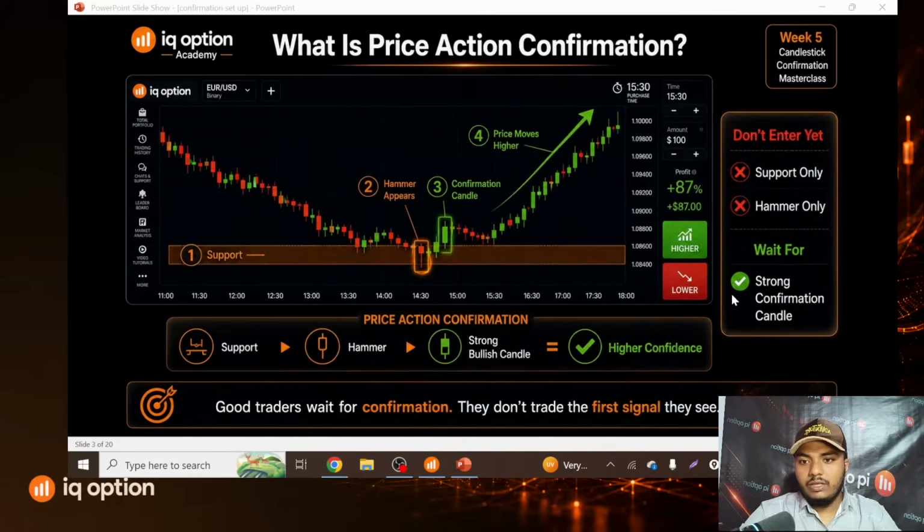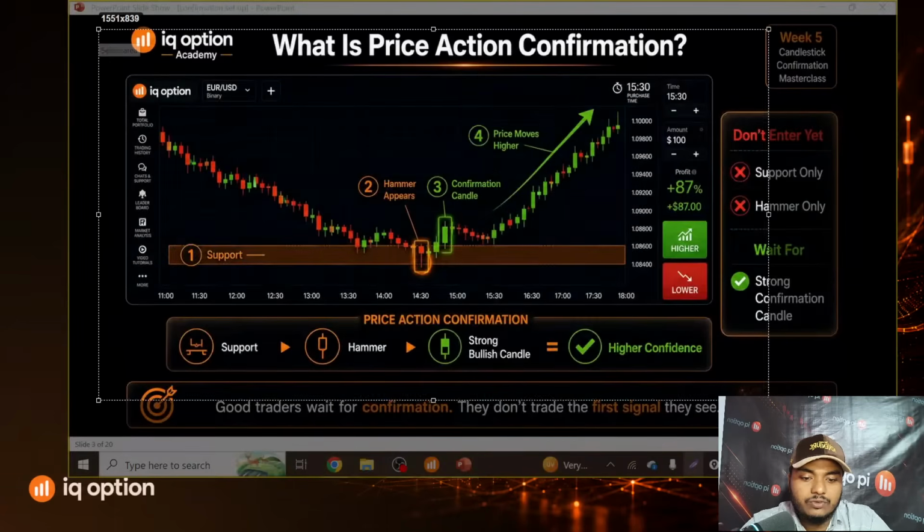What is a price action confirmation? Now that we know what a confirmation is and why traders actually need a confirmation, let's understand what price action confirmation actually is. Price action confirmation simply means all the things, all the knowledge, combined together, and then we execute our trade if we get all the things together.